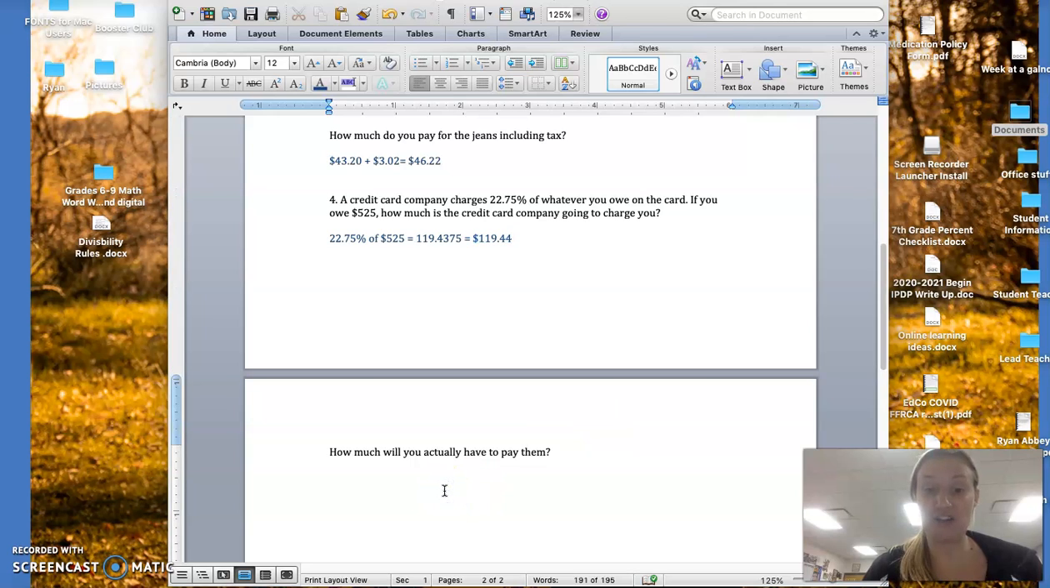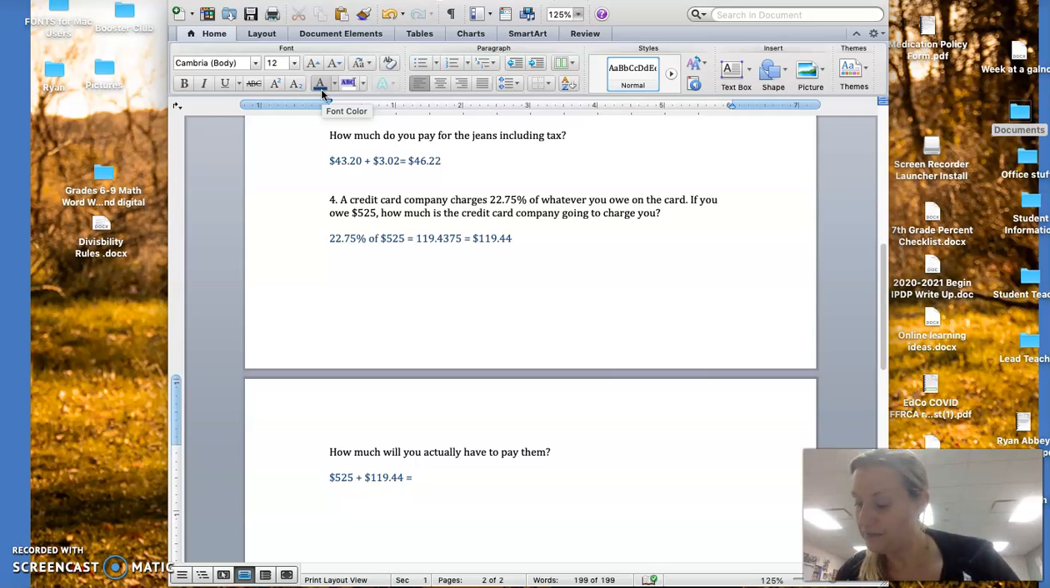So how much am I actually going to pay that credit card company? Sorry, mine went on to another piece of paper. Well, we still have to pay them that $525 we owe them, plus this penalty charge of $119.44. So when you add that all together, you end up paying $644.44, which is a lot of money.